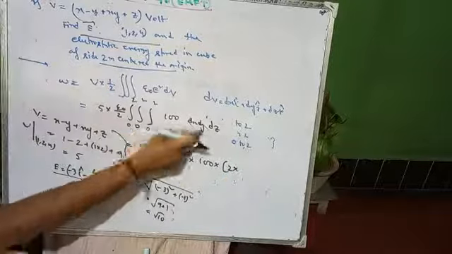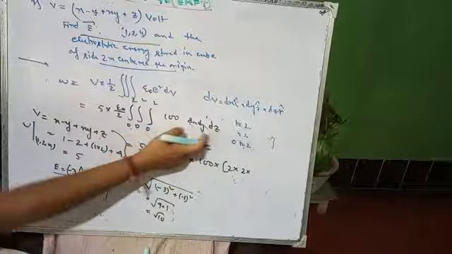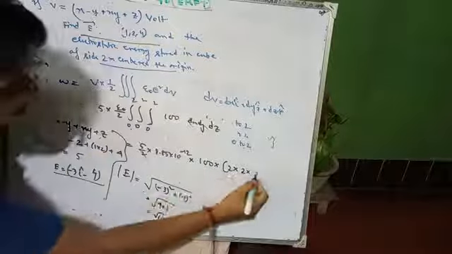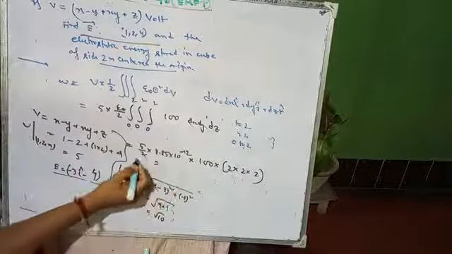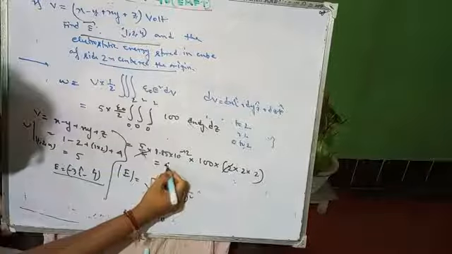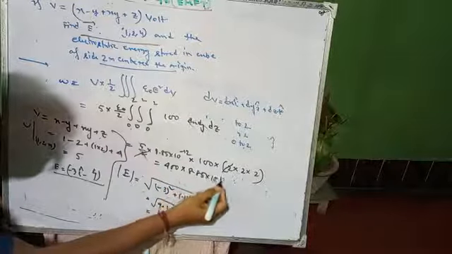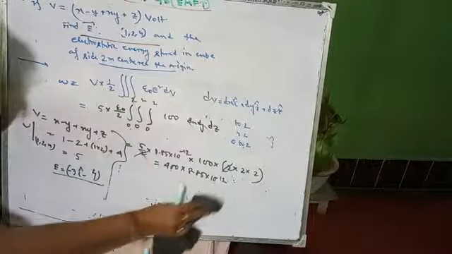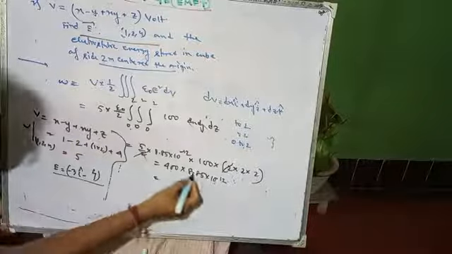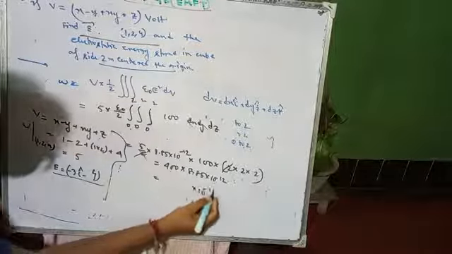Integration of dy within limit 0 to 2, again 2, and integration of dz in case of 0 to 2, again the answer will be 2. So your 2 will be cancelled out, so your answer will be 4 into 100, that is 400 into 8.85 into 10 to the minus 12. So what will be your answer after calculating? You can get 400 into 10 to the minus 12.